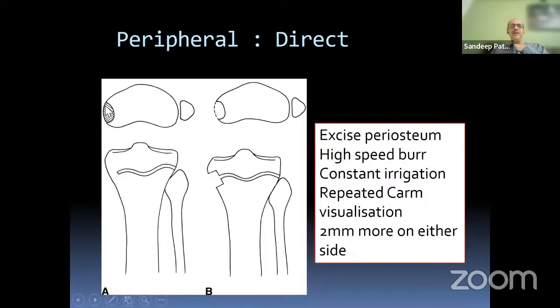For a peripheral bar, you can have a direct approach and just resect, always resect more than what is required. Okay, so that it doesn't reform. And always take out more, 2 mm more on either side, and then you pack in some inert material there.